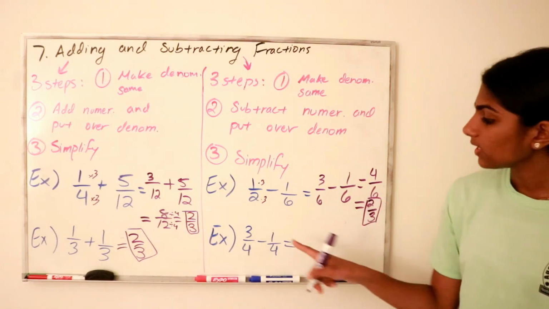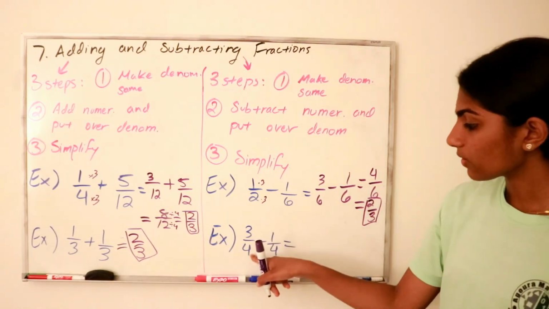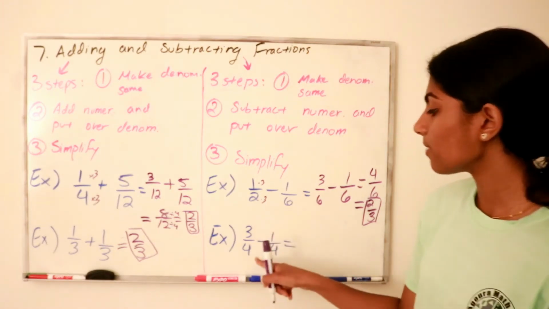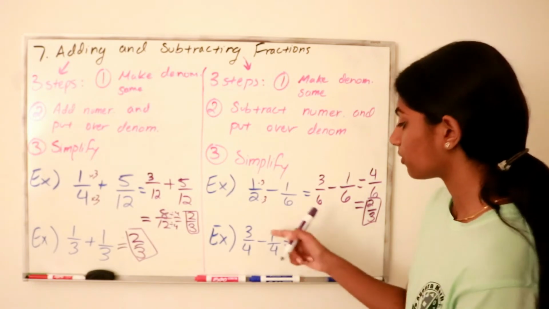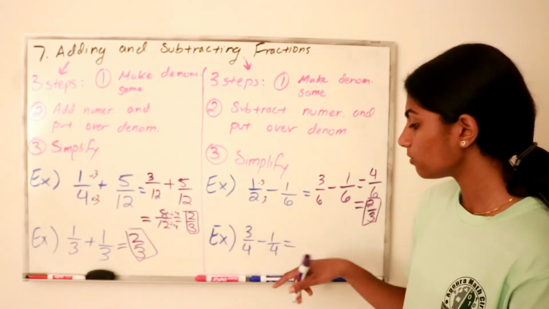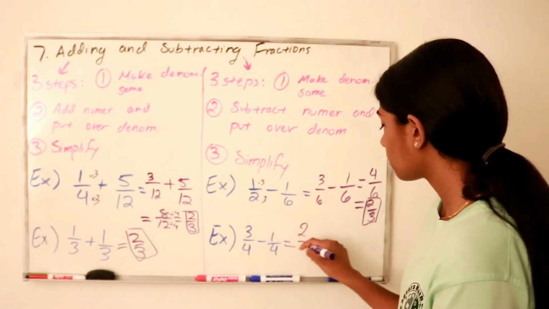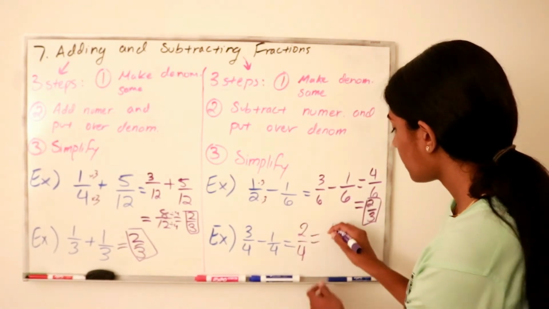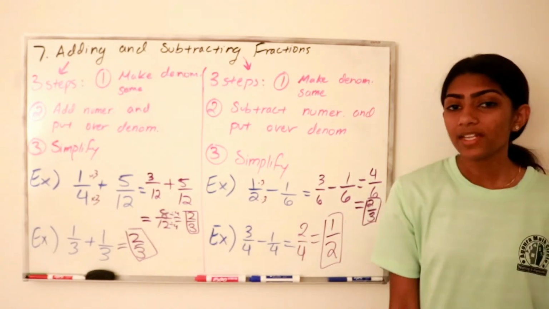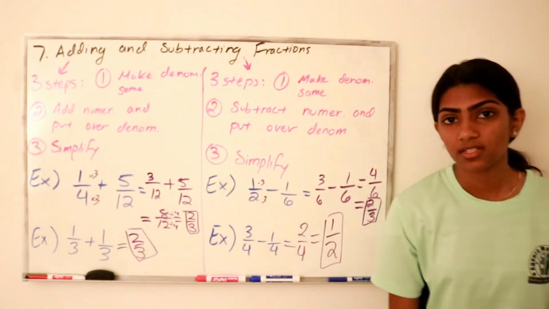And finally, let's look at 3 divided by 4 minus 1 divided by 4, or 3/4 minus 1/4. And since the denominators are already the same, I only have to subtract the numerators. So that makes 2 over 4, and to simplify that, it's 1/2. And that's our final answer. So that's how to add and subtract fractions.